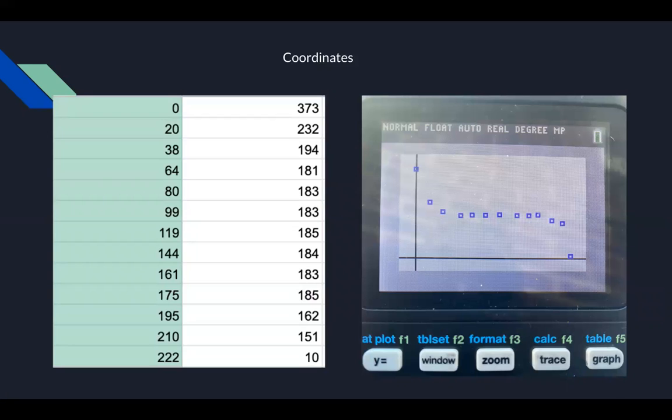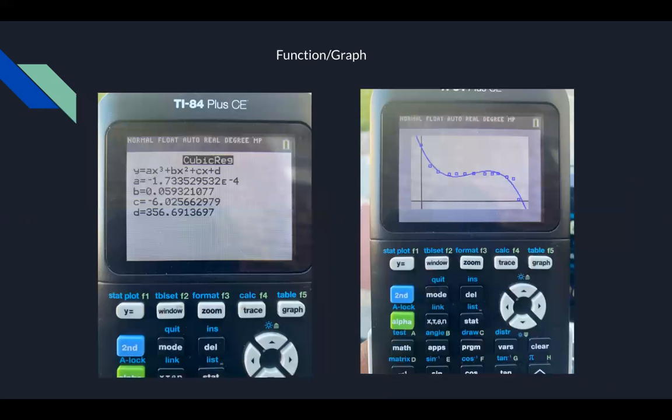I repeated this process. I found 13 points, which helped with my graph and calculations. They were approximately evenly spaced, with some a little below or above. And then I put them into my calculator using the stat table, and then I found the graph by going to Zoom and then doing Zoom stat.